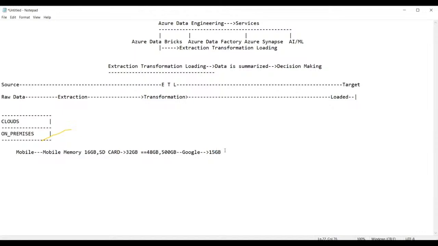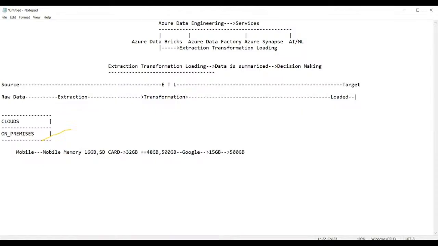External hard disk. External hard disk, that is fine. Okay, but I want the data. Okay, no problem. One more way is that you can ask Google to increase the size. That means from 15 GB I want 500 GB.